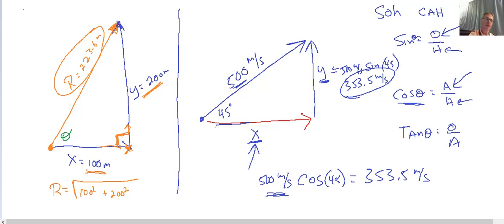Let's use the tangent function. The tangent of theta is equal to, well, tangent is opposite over adjacent. So tan theta is opposite, which would be 200, divided by adjacent, which is 100. So the tan of theta equals 2 over 1, or 2.